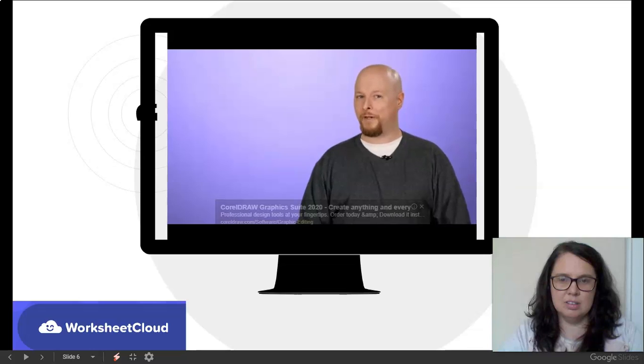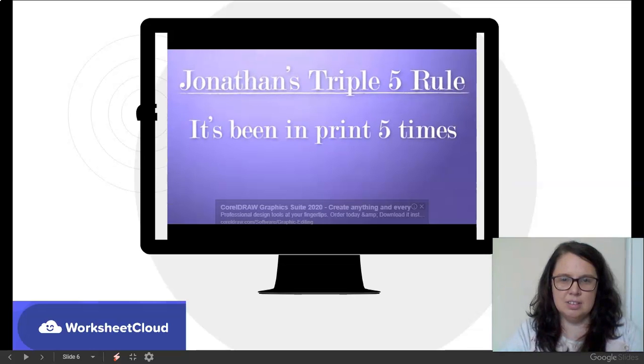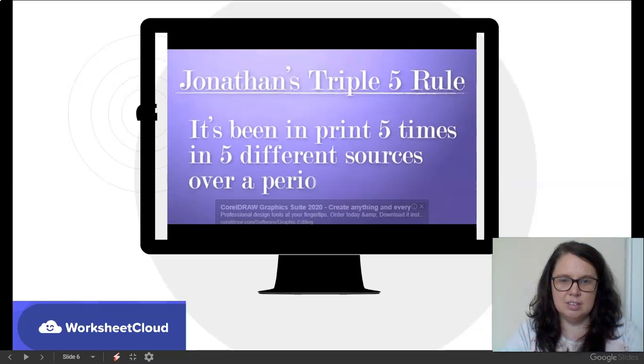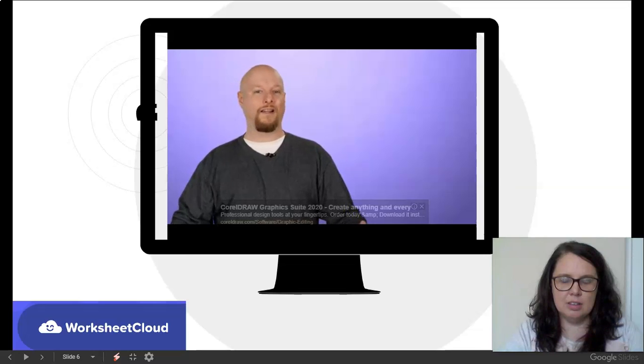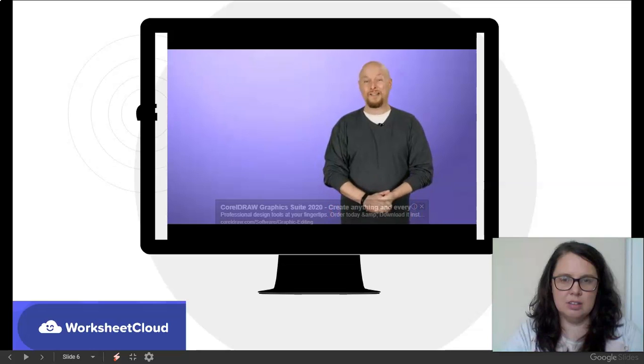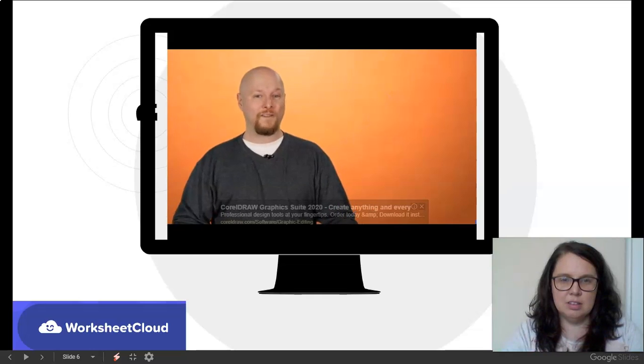For Oxford, the rule of thumb is that a word can only appear in the dictionary once it's met what I'll call the 555 rule. It's been in print 5 times in 5 different sources over a period of 5 years. Oxford also searches for new words using what they call the Oxford English Corpus, a massive collection of published material from across the internet. This corpus contains almost 2.5 billion words of 21st century English, and they're adding to it all the time.